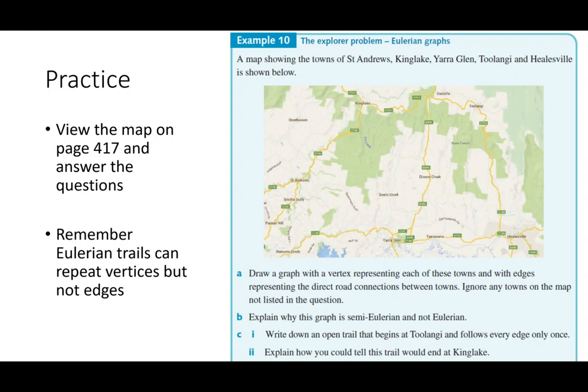Okay. Explain why this graph is semi-Eulerian, not Eulerian. Well, we've got to do a sentence if it's asking us to explain. This graph is semi-Eulerian as it has two vertices with an odd degree.